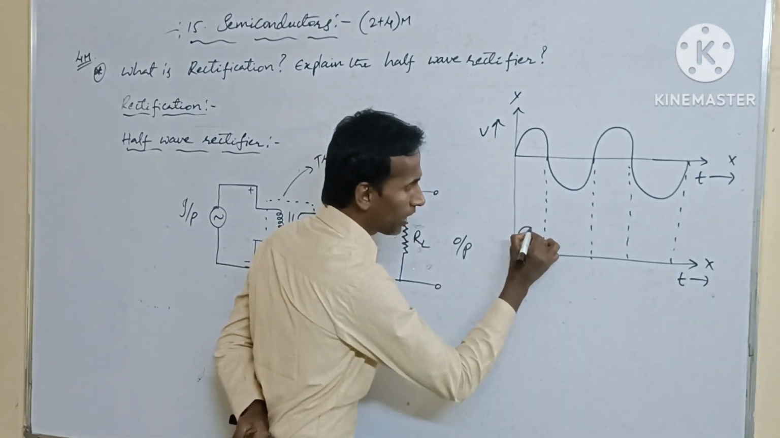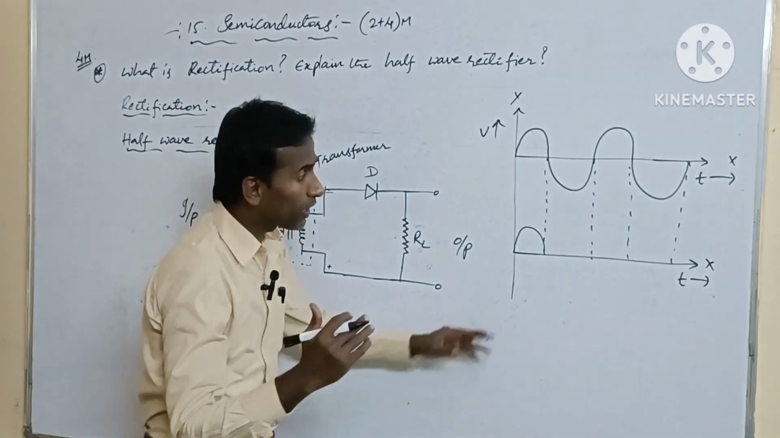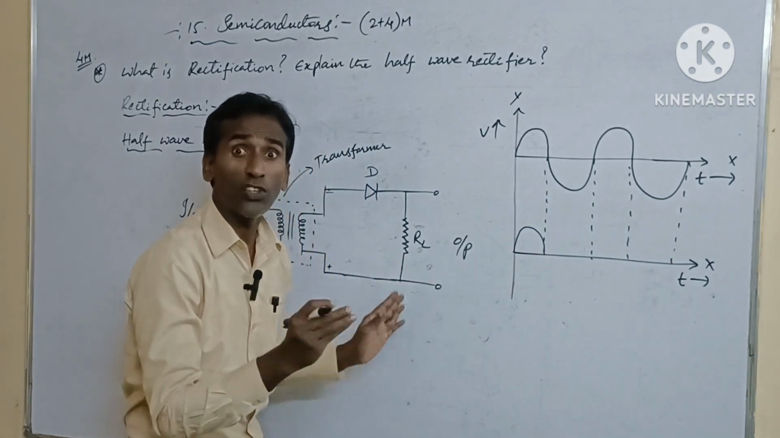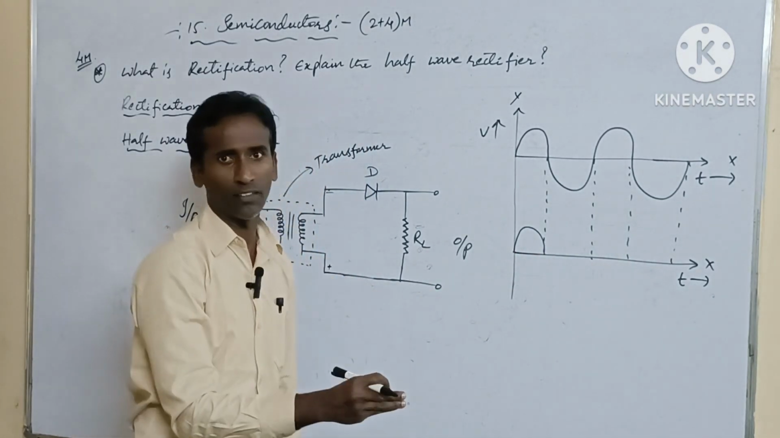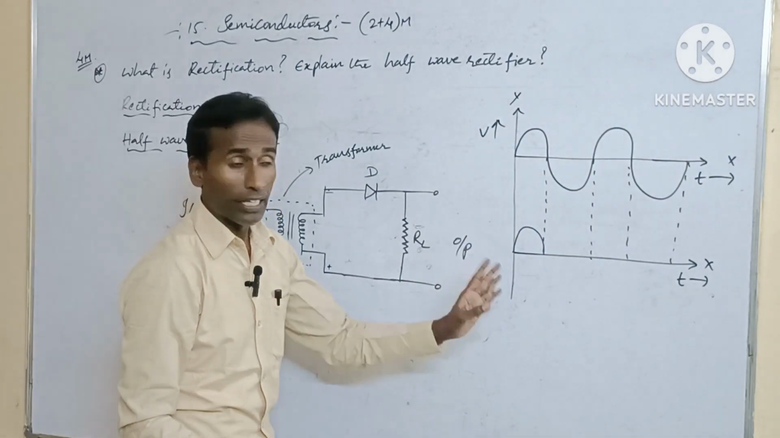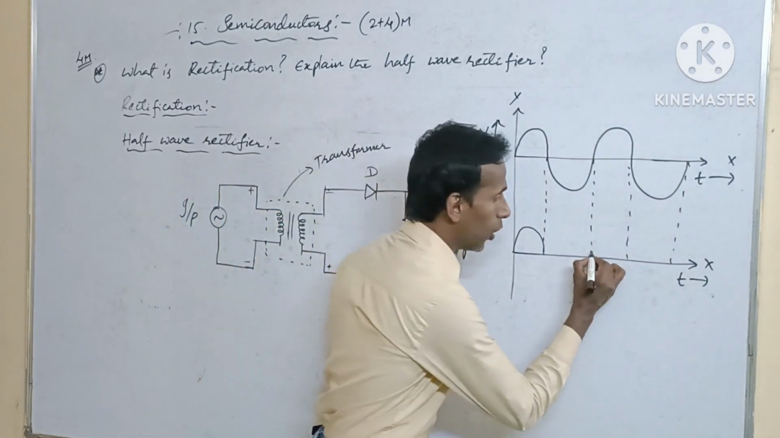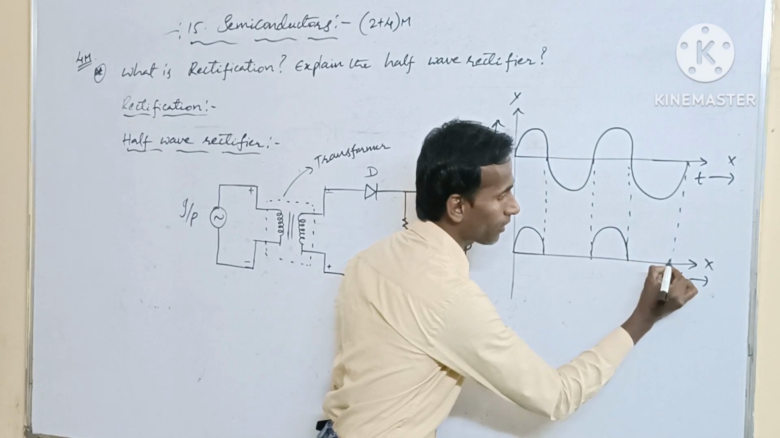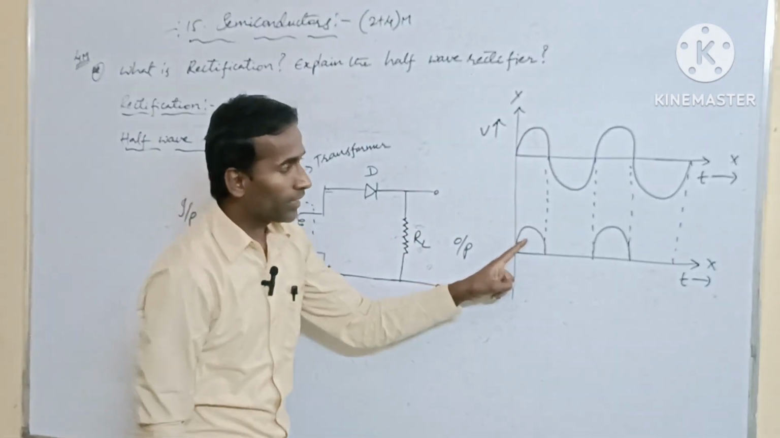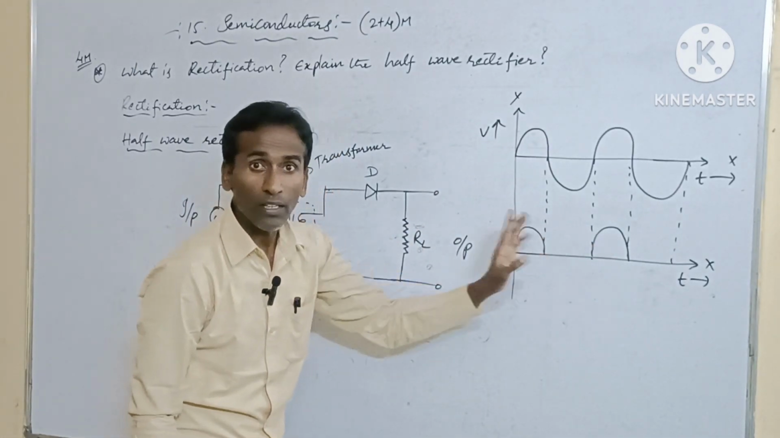Here, the input graph is shown, but the output graph is not available because there is no current passing through in the reverse bias. That's why the output graph is missing here. These are the input, but the output graph is missing.